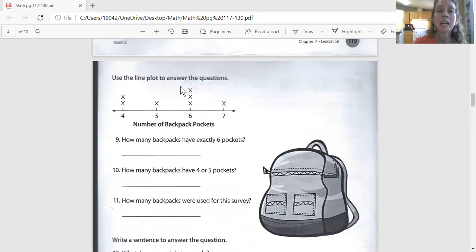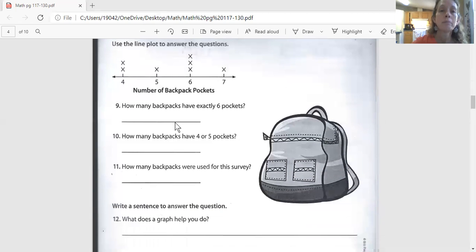And now we have a line plot, and the directions say use the line plot to answer the questions. And my title is Number of Backpack Pockets. How many backpacks have exactly 6 pockets? Well, I go to my number 6 and I count the X's. 1, 2, 3. My answer here is 3.